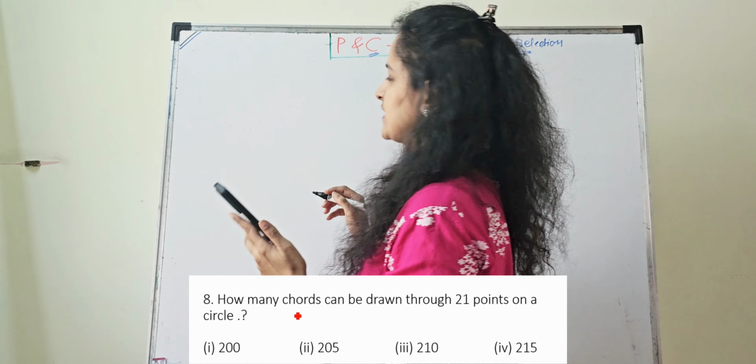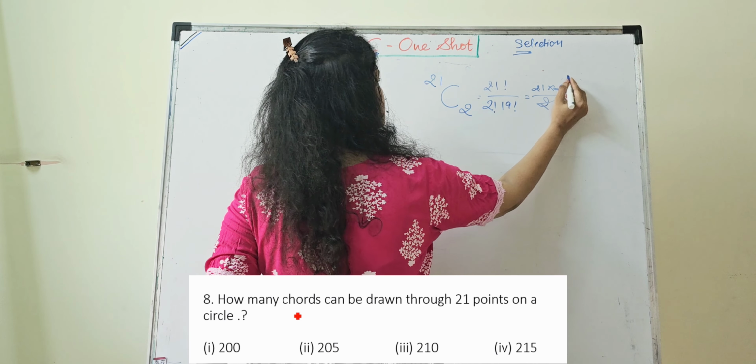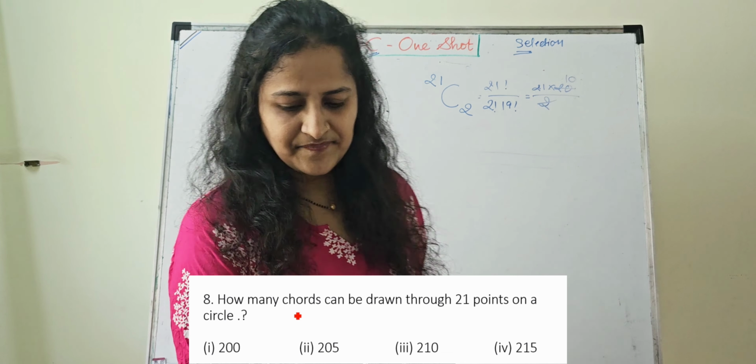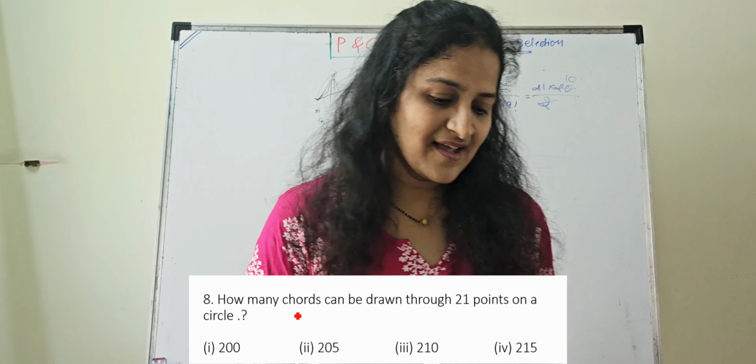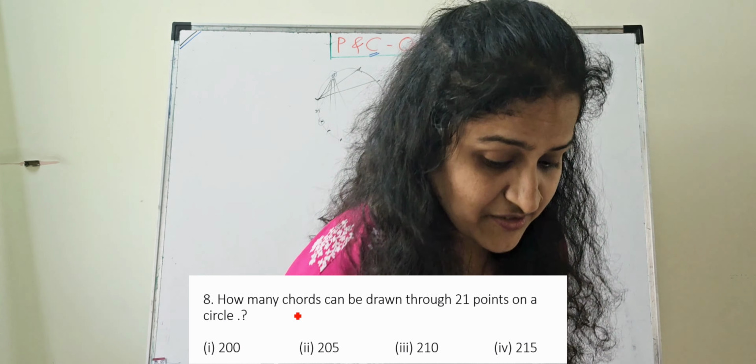21 factorial divided by 2 factorial into 19 factorial. 21 into 20, 19 goes. So 2. So this is 10. So 210 is the answer. Yes. See, I have solved it for you. Yeah, I have decided not to give you the final answer because you need to also be quick with the calculation. So the calculation part is on you, but still I solved it for you.